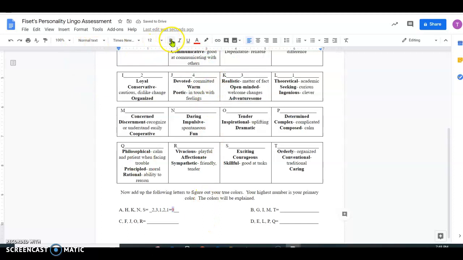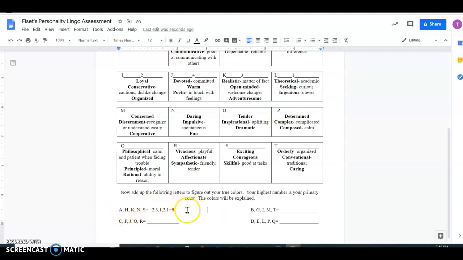Whichever one is the highest after you add these letters up is your primary color. And it is possible that you have ties. If you have a tie, you can go through the next PowerPoint that I'm going to share with you and look at those personality traits and see which ones are most like you.